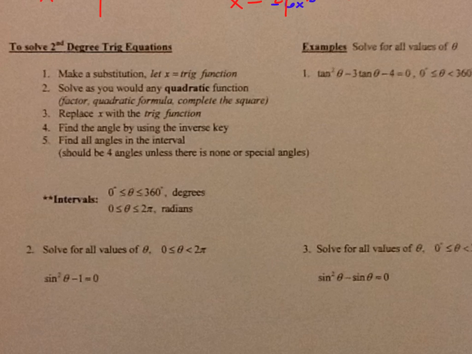Now, if they're just angles around the unit circle, not on the axes, there should be 4 angles unless there isn't an angle. Okay, so you'll know when there isn't an angle because you'll get an error. And then we'll talk about why that actually happens when it comes up. Or if it's a special angle. Special angles are angles that fall on the axes, like 90, 180, 270, 360, 0.